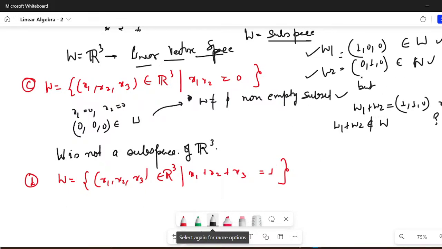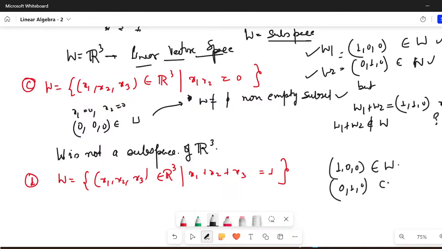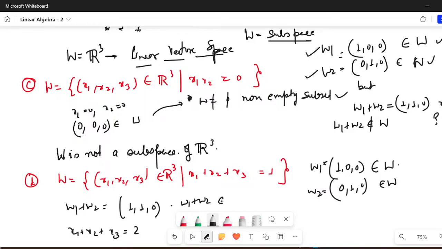So what I'll do, I'll again take the same example. Let's say 1 comma 0 comma 0. This will belong to W, right? And 0 comma 1 comma 0. This will also belong to W. So let's say this is your W1. This belongs to W. Let's say W2 is this. This also belongs to W. But W1 plus W2 will be equal to what? It will be equal to 1 comma 1 comma 0, and I know that the tuple's x1 plus x2 plus x3, their sum would be equal to 2. So clearly W1 plus W2 does not belong to W. It implies that W is not a subspace of R cube.